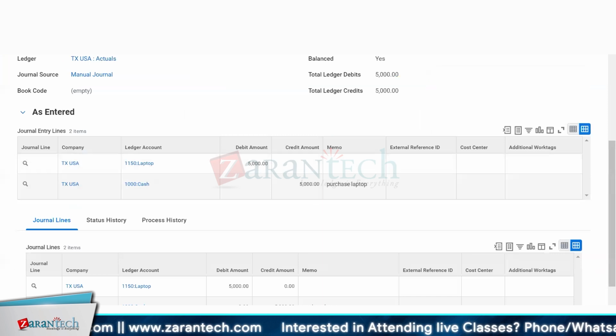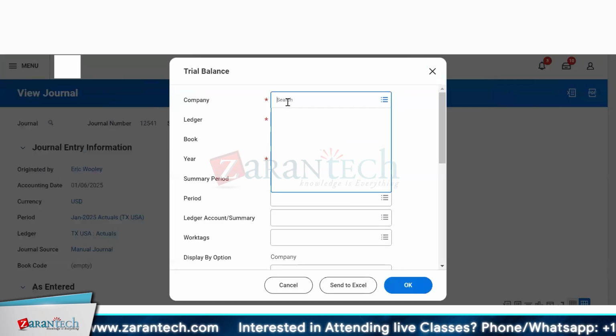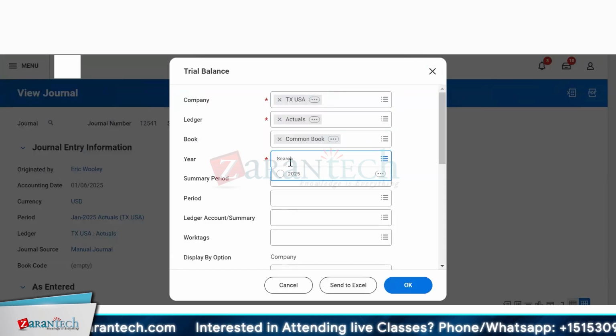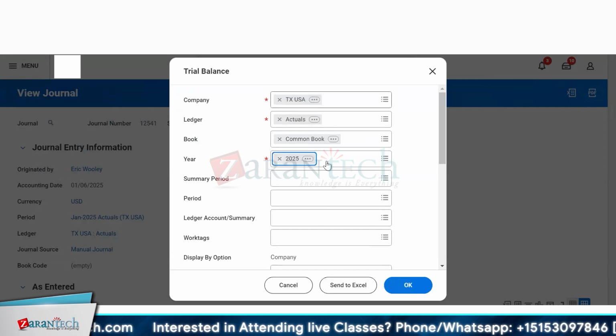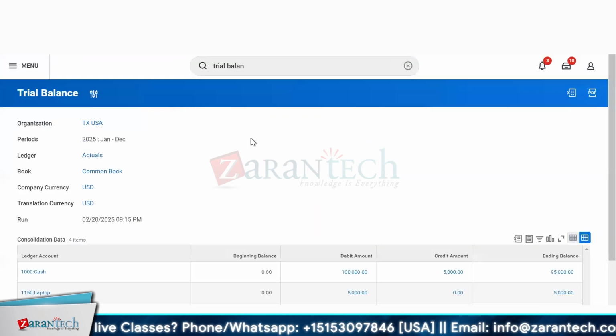Okay, if I run my trial balance again for my company, and the year is 2025. Now this value which I have selected, every time I can fix it as well, but that is again part of our Workday reporting. So we will discuss this point there. Okay, so right now I'm giving this information.